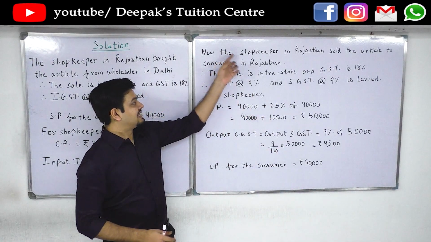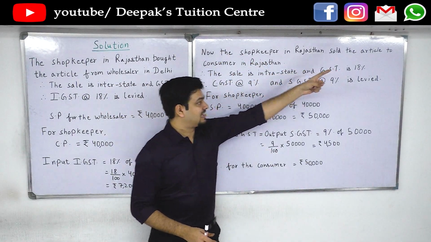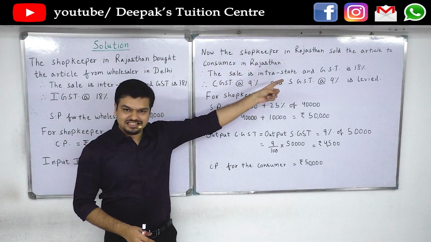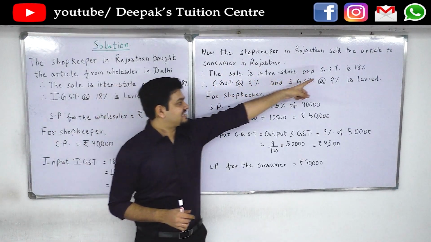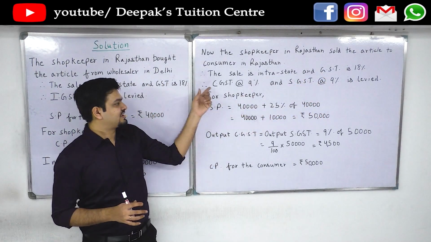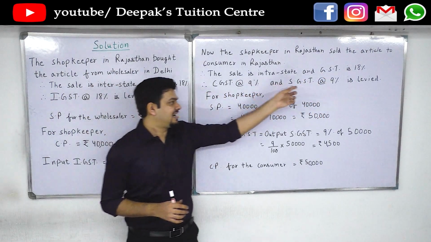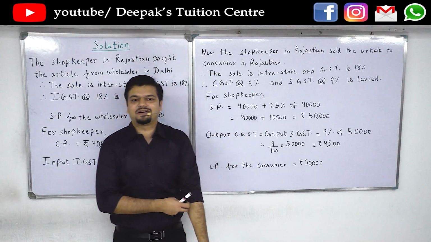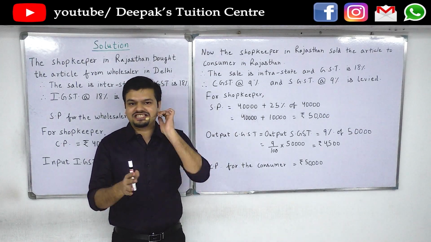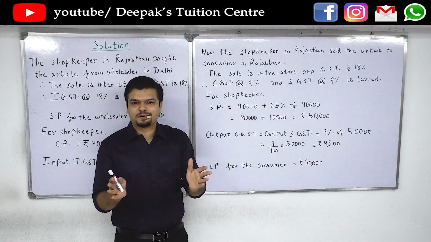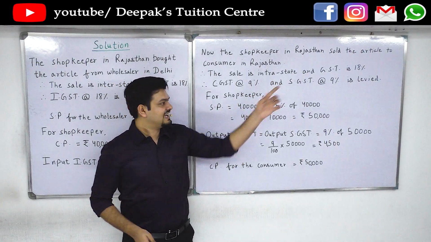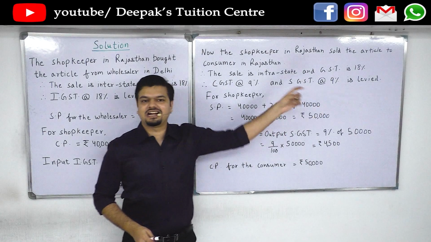Now, the shopkeeper sold the goods to a consumer in Rajasthan only. So, the shopkeeper in Rajasthan sold the article to a consumer in Rajasthan. Therefore, the sale is intrastate and GST is 18%. Therefore, CGST at the rate of 9% and SGST at the rate of 9% is levied. So, the GST will be split into two parts, CGST and SGST, that is 9%, 9%, total 18%.